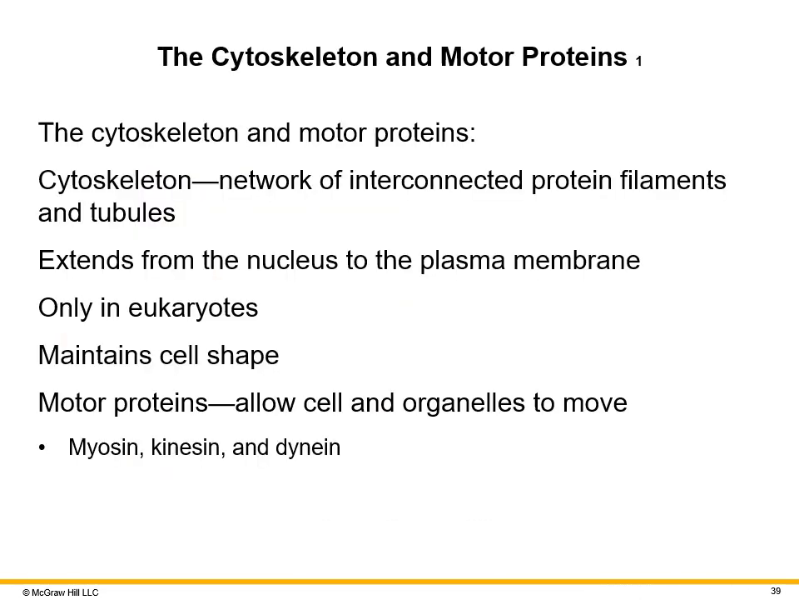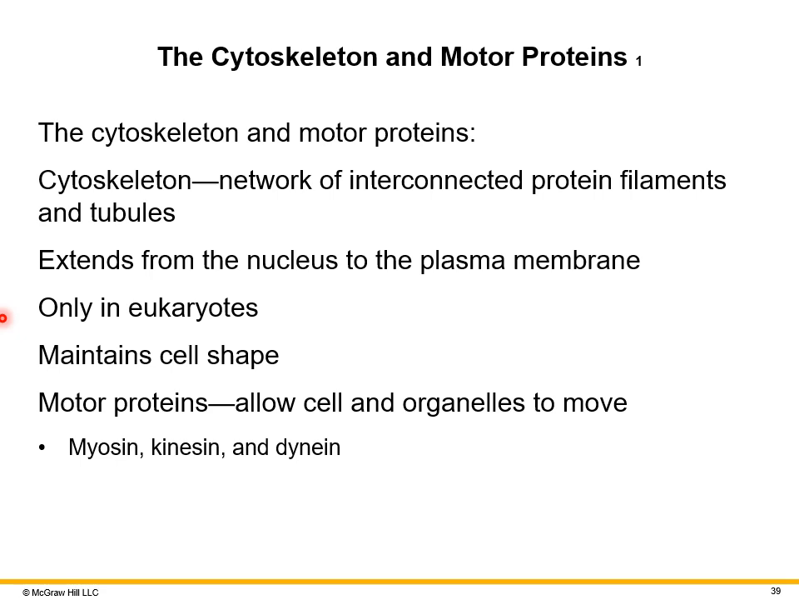Next, we will discuss the cytoskeleton and how they work with the motor proteins in the cell. The cytoskeleton, so cyto, if we look at the word, it means cell. So cytoskeleton just means cell skeleton. And it's a network of interconnected protein filaments and tubules. So the cytoskeleton is made up of proteins, and they can be filaments or tubules. They extend from the nucleus to the cell membrane, and the cytoskeleton is only in the eukaryotic cells.